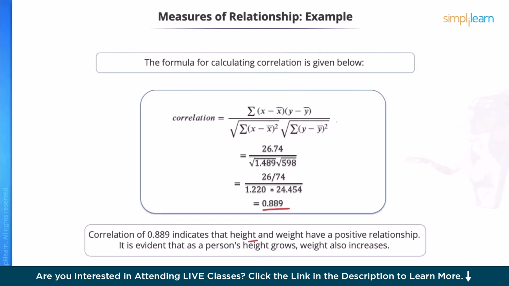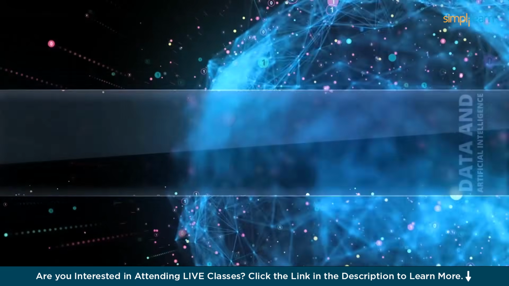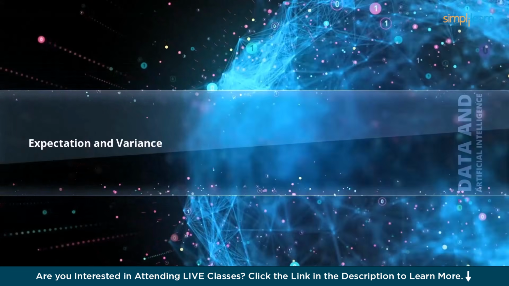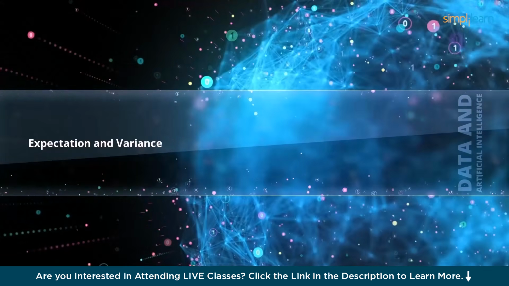This indicates that height and weight have a positive relationship. It is evident that as height grows, weight also increases. In this module, we will be talking about expectation and variance.